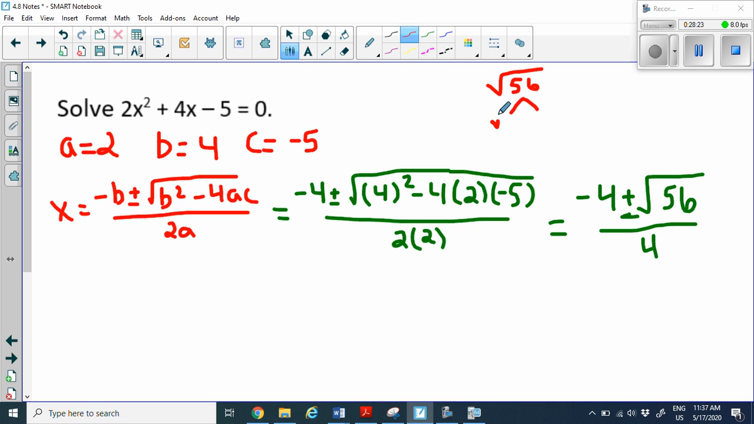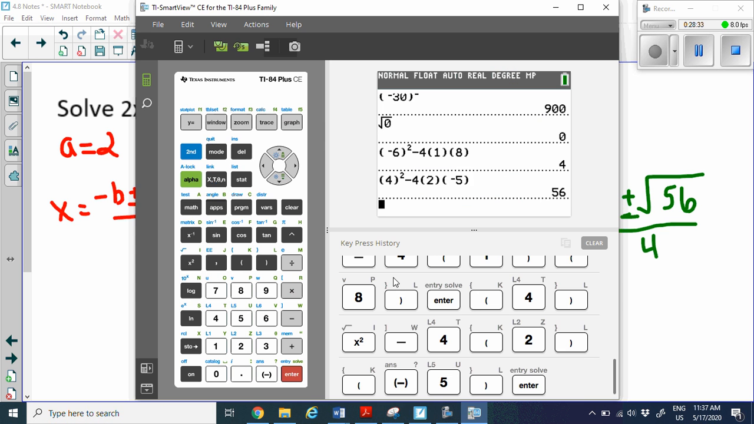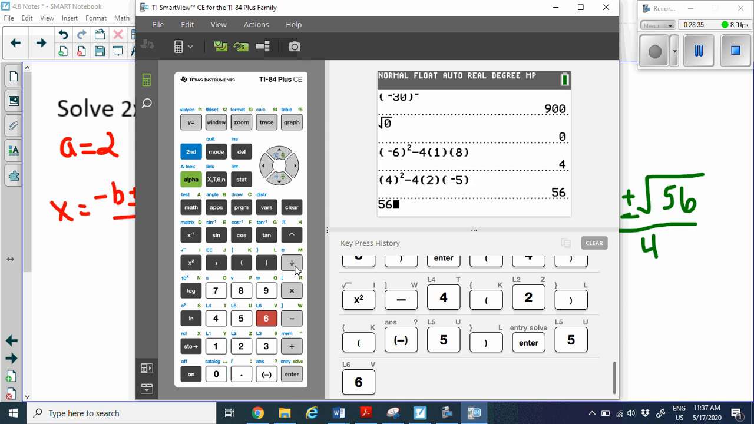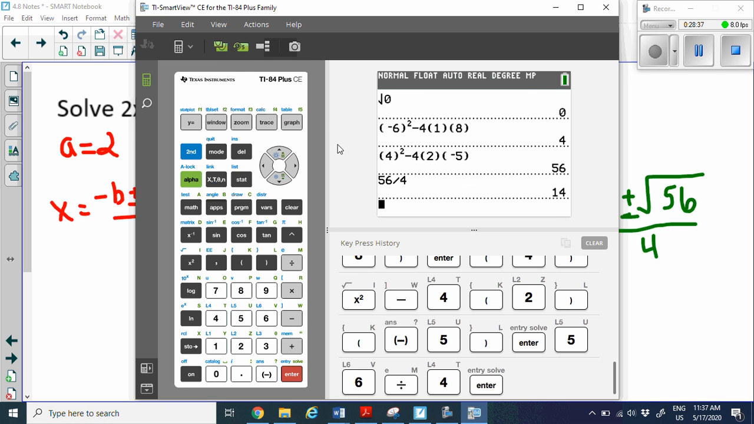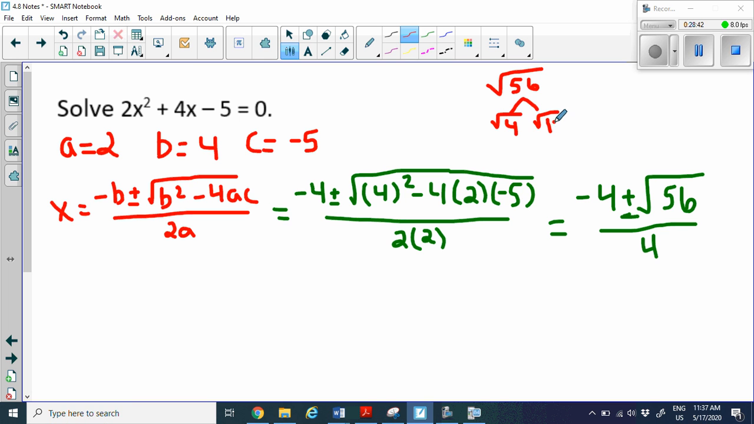Well, if we think about it, or you can go down your list, okay, 4 would be our largest perfect square that goes into it. And 4 goes into 56. Let's see, if we do 56 divided by 4, it goes into it 14 times. So then I have square root of 14. Okay. So simplifying this, I would have negative 4 plus minus.